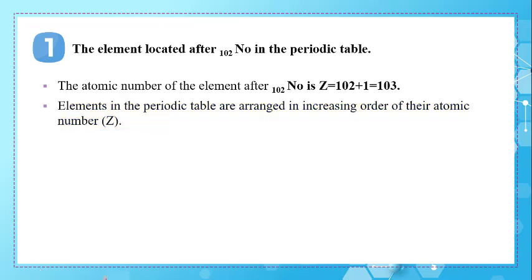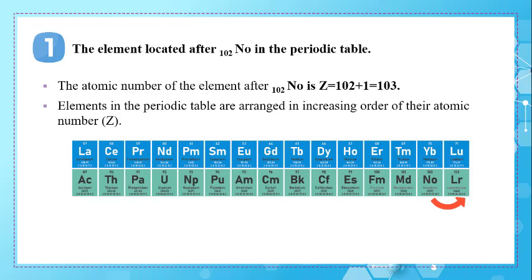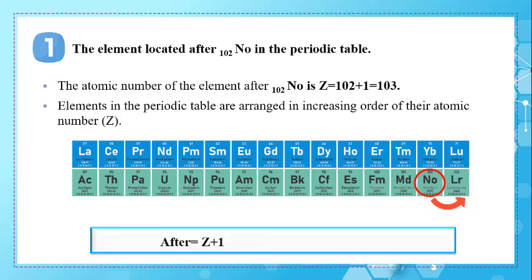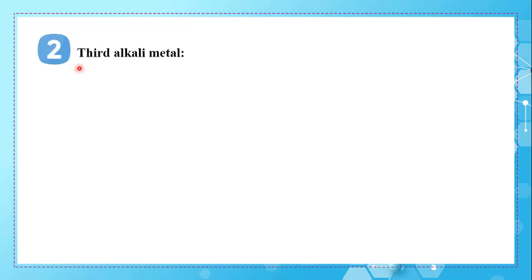So whenever you are asked to determine the atomic number of an element located after another element with known atomic number, let's take as an example No, just add 1 to the atomic number of No, and subtract 1 from the atomic number of No if you are asked to determine the atomic number of an element located before No in the periodic table. Now move to the second part.